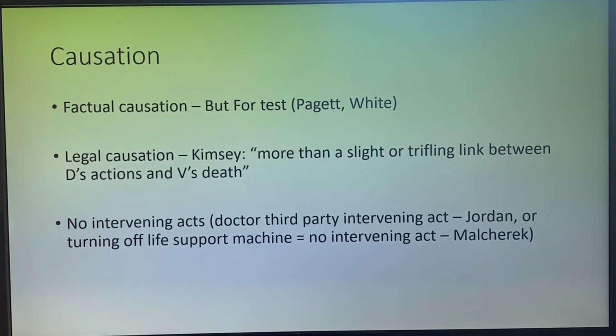You also have to prove legal causation, and this comes from the Kimsey test. It used to be the de minimis principle, so bear in mind that's changed now, quite a long time ago, but still be careful with that. The question is: is there more than a slight or trifling link between D's actions and the victim's death? D remembers the defendant. If there is, then obviously you have legal causation. And remember, Kimsey was a racing case. They were racing each other and one crashed into a tree and died.